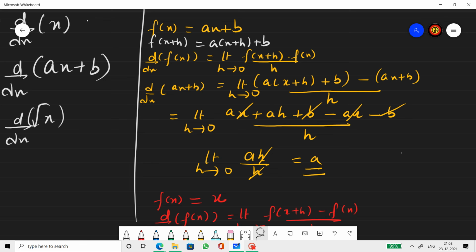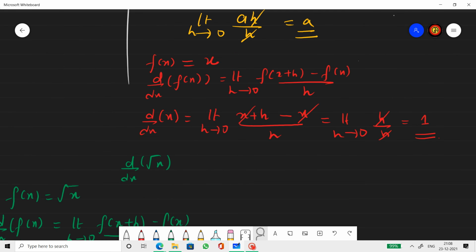Now a into x, a into h. So you get this. Now most terms will get cancelled. We get ah by h. The answer is a. So therefore, differentiation of ax plus b, if you directly do it also, you get a into 1 plus b, so plus 0. So therefore, the answer is a. Here also we got a as the answer by using the first principle.